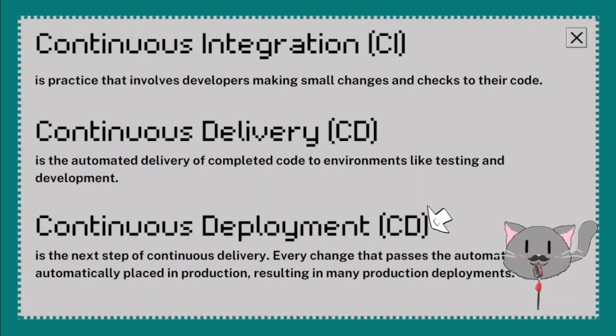Next is continuous deployment, or CD again. It is the next step of continuous delivery. Every change that passes the automated test is automatically placed in production, resulting in many production deployments. In short, CI is a set of practices performed as developers are writing code, and CD is a set of practices performed after the code is completed.